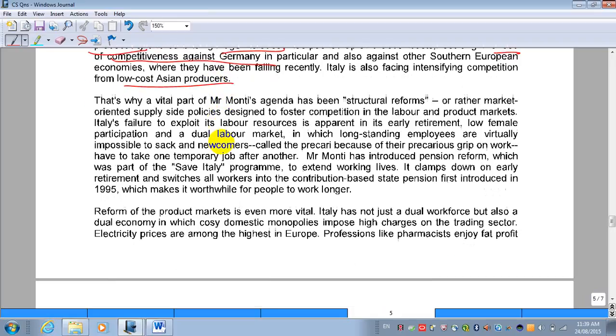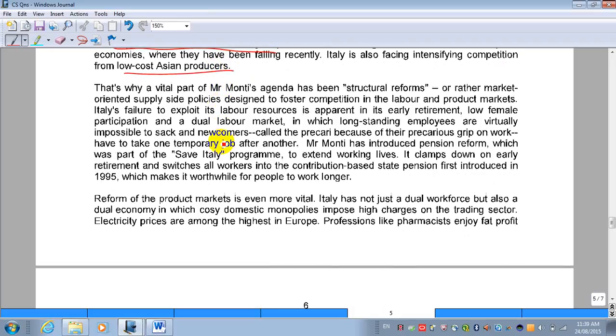And then when we talk about Mr. Monti's agenda, he's the Prime Minister of Italy, it talks about how he's starting to use structural reforms. I want to emphasize this word, structural reforms, because it's something that you see in the news all the time. Even when we talk about Abenomics, the 3 arrows of Abenomics, the third arrow is actually about the use of structural reforms, which are market-oriented supply-side policies.